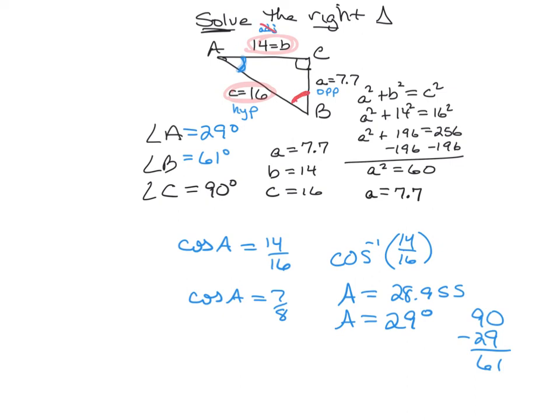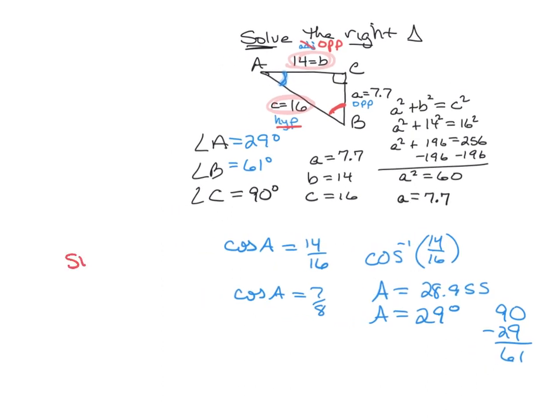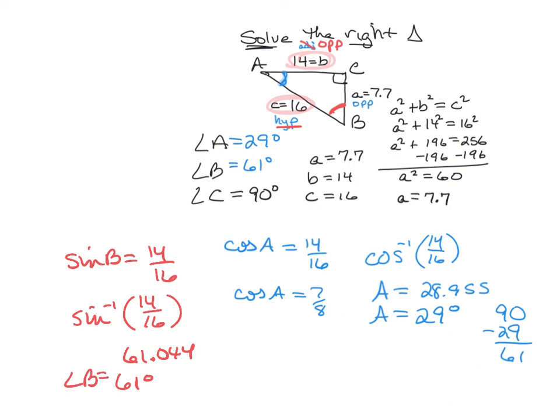this side is now opposite, but this one's still the hypotenuse. So now to find angle B, I could do sine. So sine of B is equal to opposite over hypotenuse. You're doing sine -1, 14 over 16. Once you do that, you get 61.044, rounded to the nearest degree. 61 degrees is angle B. Same answer I got when I just subtracted it from 90. So if you wanted to do sine first and then subtract this answer from 90 to get the 29, you can do that as well.